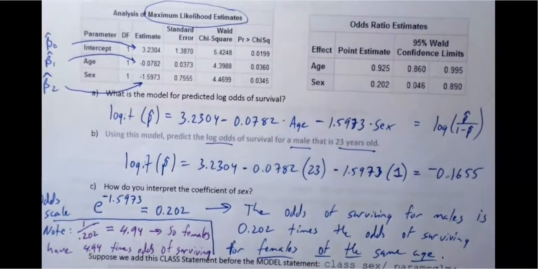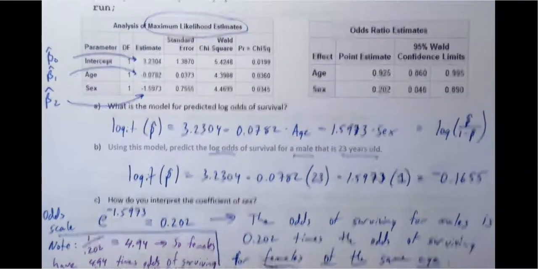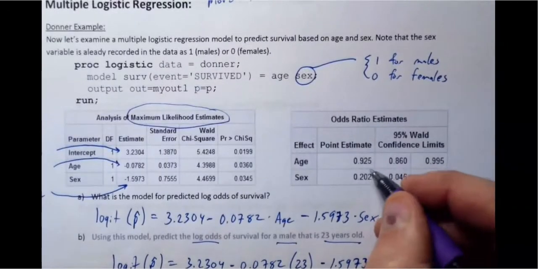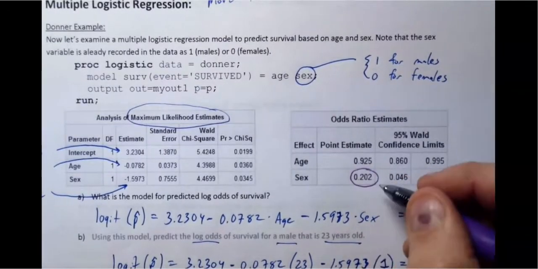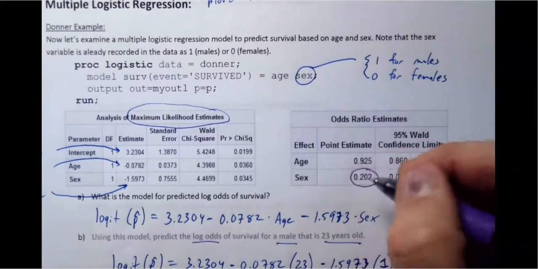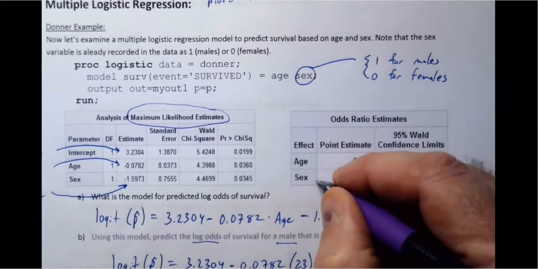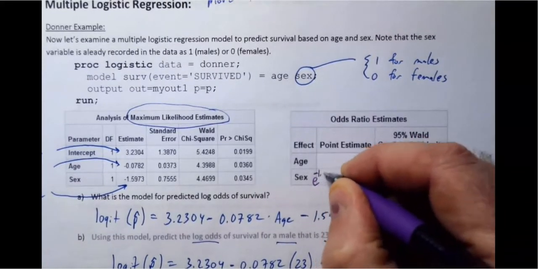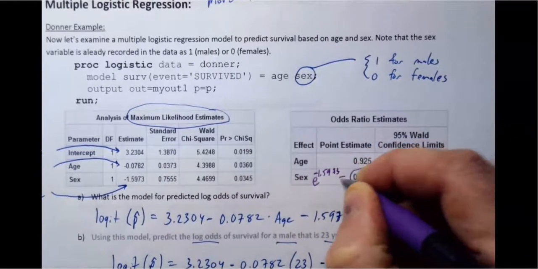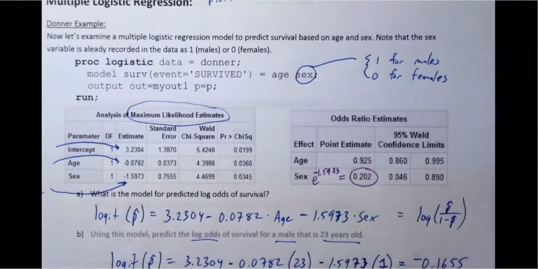And notice that what we calculated here is the same thing up here that SAS gives you for the point estimate for the odds ratio for sex. So this is just e to the minus 1.5973 is equal to that.